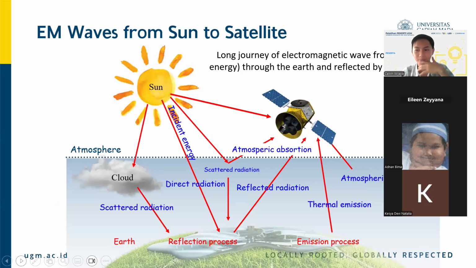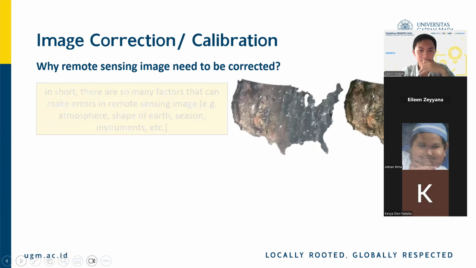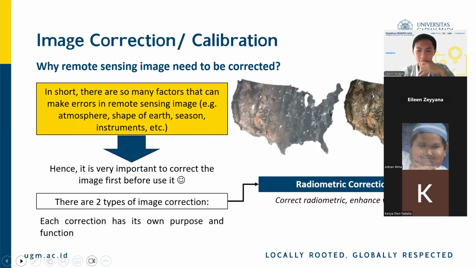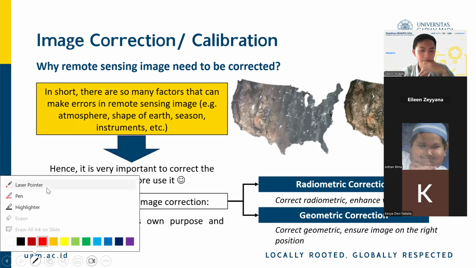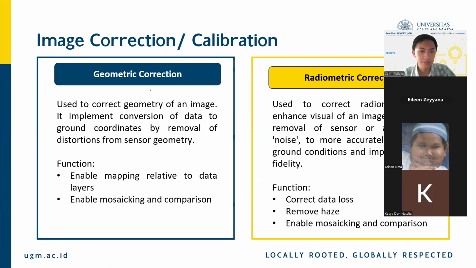This is the last week's material about radiometric calibration. Okay, this is still last week's calibration. So last week, we focused on this one, radiometric correction. Now we want to correct the geometric position of the image, so it ensures that the image is in the right position. So this is the correction we want, the geometric correction.